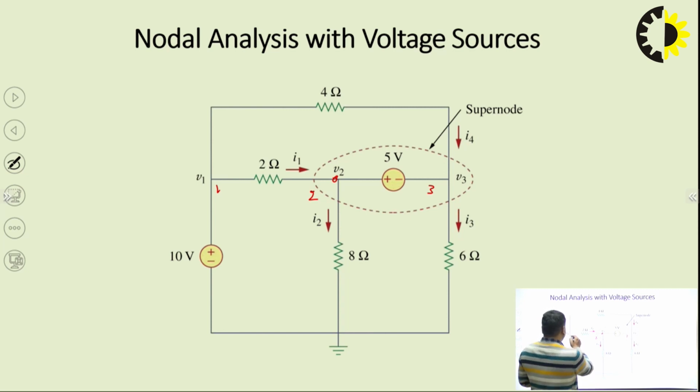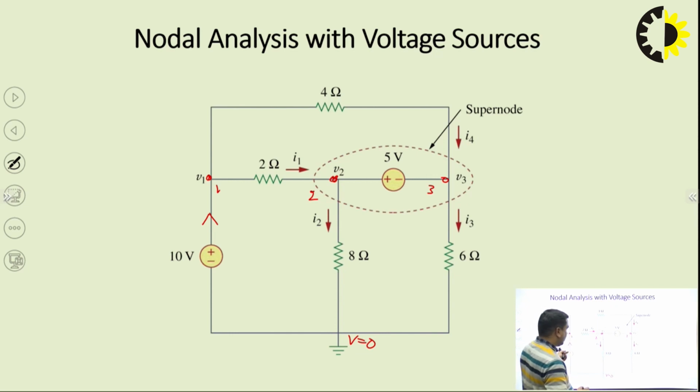So here we have 3 nodes. Now, there is a 5 volt voltage source connected between node 2 and node 3. First we start with node 1. Let the currents be I1, I2, I3 and I4, with the directions as shown. Also, a 10 volt source is connected between the ground and node 1.